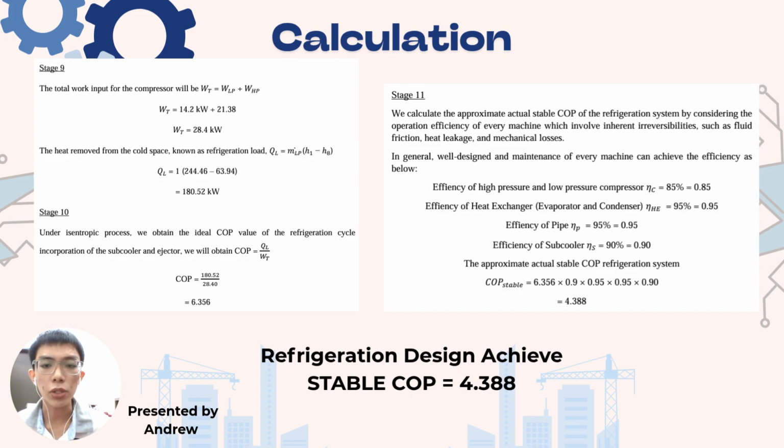Under isentropic conditions, the ideal COP of the proposed refrigeration cycle with subcooling and injector integration is calculated as 6.356. By accounting for real-world inefficiencies such as compression, heat exchanger, piping, and subcooler losses, the practical COP is reduced to an estimated 4.388. This demonstrates that the enhanced two-stage vapor compression system significantly outperforms the baseline system, which has a COP of more than 2.5, leading to improved energy efficiency and reduced operating costs.